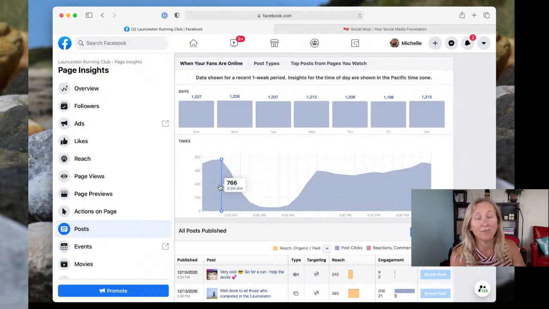And the smart people would be doing that when they know their audience is potentially going to be on Facebook, as opposed to other people who may not be their target market. I hope that makes sense. There's two other things I wanted to show you here.